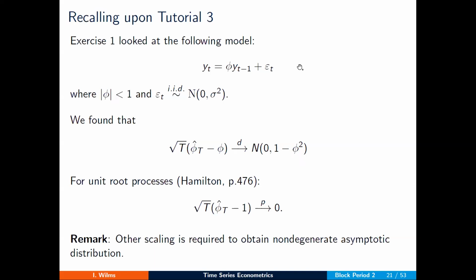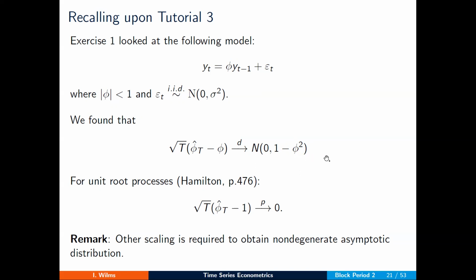Now, if you think back of one of the questions in the tutorial from last week, we actually looked at the AR1 type of model where the parameter phi is smaller than 1 in absolute value. And we found there that the limiting distribution is a normal distribution with this asymptotic variance. Now, a random walk model looks very similar to an AR type of model equation. The only difference being that this AR parameter phi is exactly equal to 1.